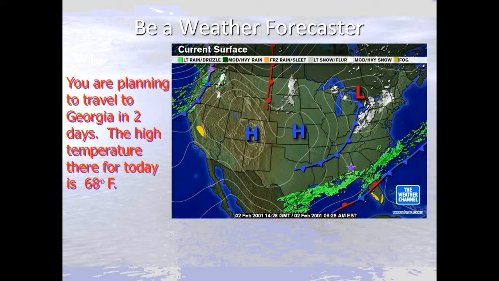The high temperature there for today is 68 degrees Fahrenheit. What's likely going to happen over the next 2 days? Well, if you guess that there's going to be a cold front moving in, you would be correct because there's a blue line of triangles that shows as evidence.